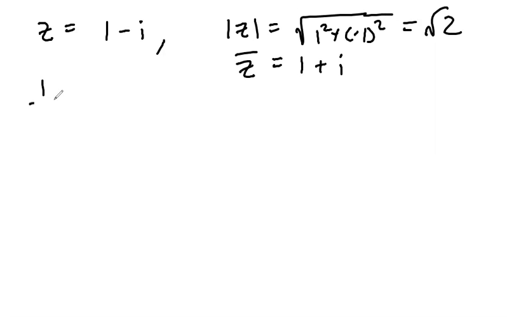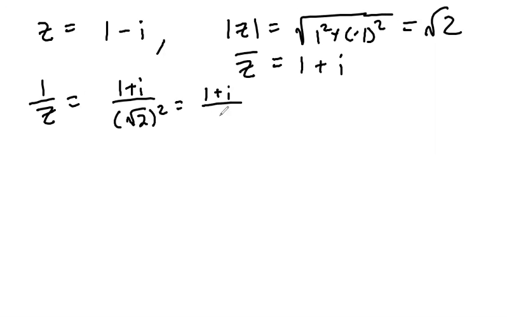And so putting that together, we see that 1 over z is going to be 1 plus i divided by the modulus squared. And of course, that would be 1 plus i divided by square root of 2 squared, which is 2.